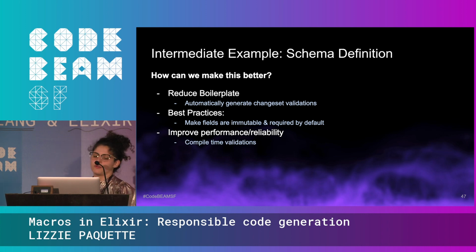Well, we could reduce boilerplate by referencing each field only once and automatically generating the change set validations. We could enforce best practices by saying that fields are immutable and required by default. What I mean by immutable is that once you insert into the database, you can't go and change that value. So if you want a field to be mutable, you have to specifically say so. And we could improve performance and reliability with compile time validations.